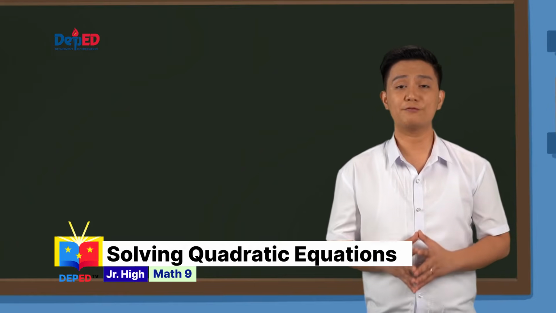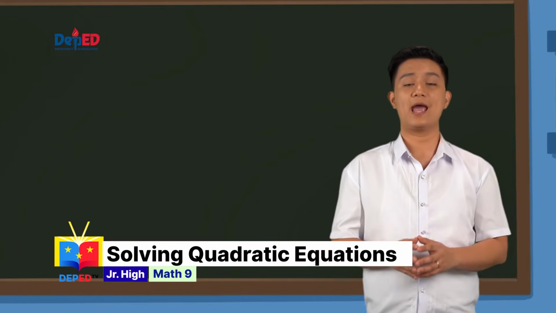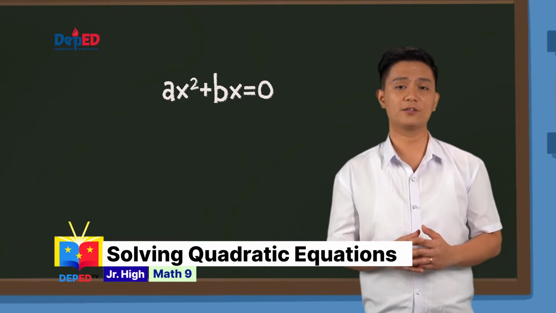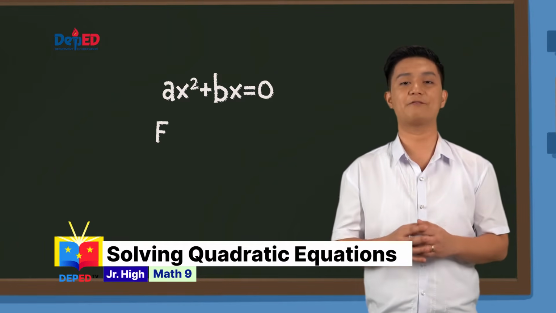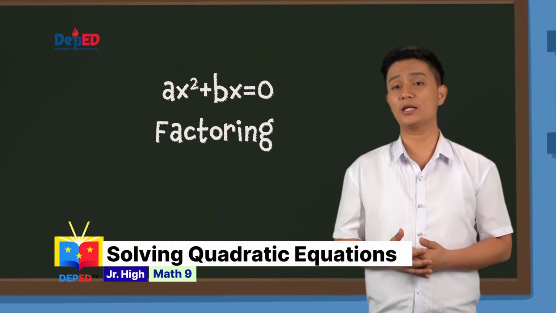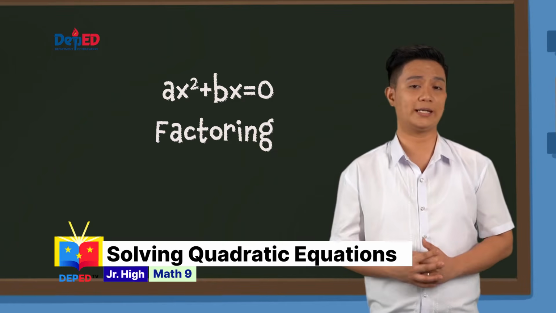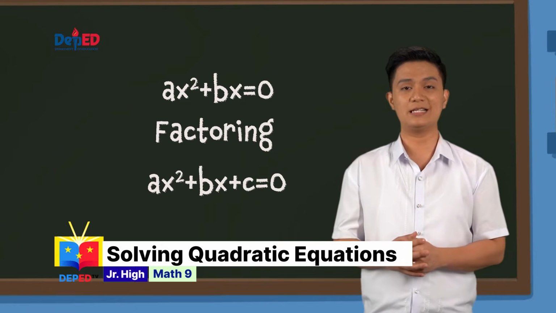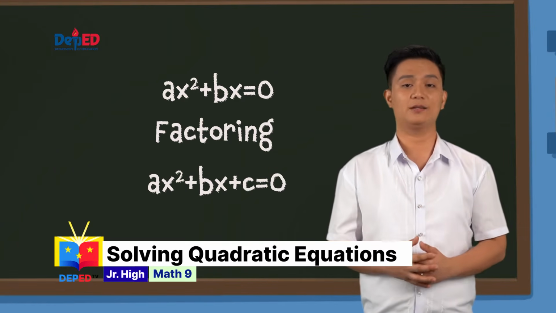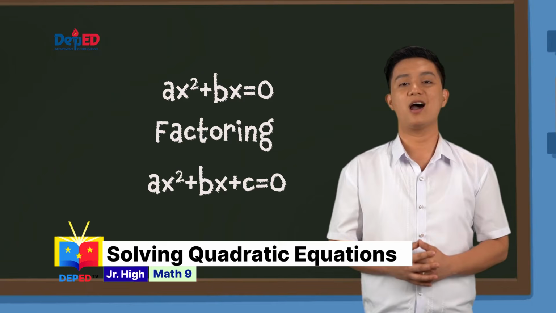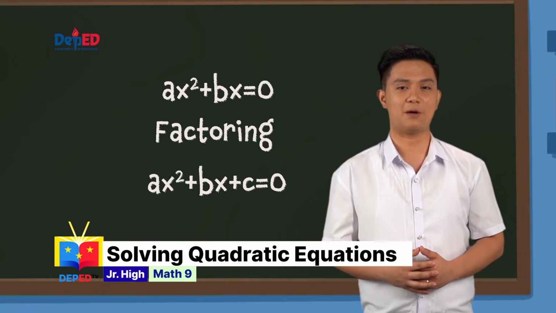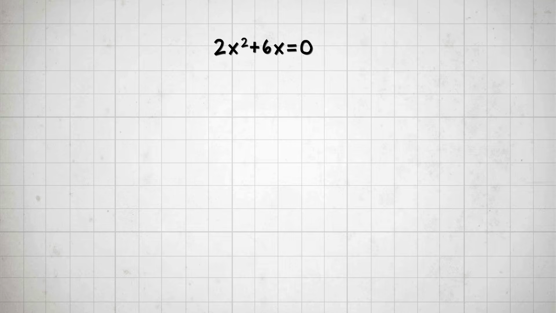Now, if the equation is of the form ax squared plus bx equals 0, the method we can use to solve it is factoring. Factoring can also be used in solving quadratic equations of the form ax squared plus bx plus c equals 0 if the trinomial can be expressed as the product of two binomials. Let's have the first example. 2x squared plus 6x equals 0.